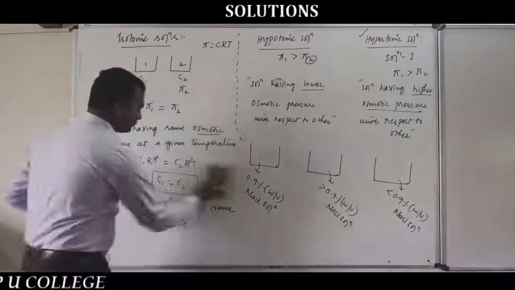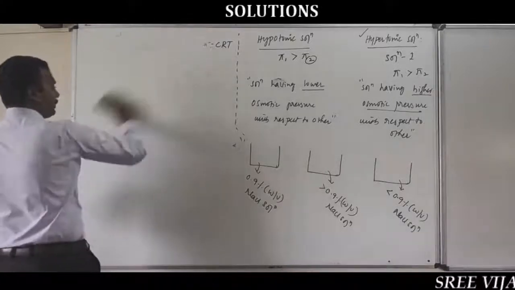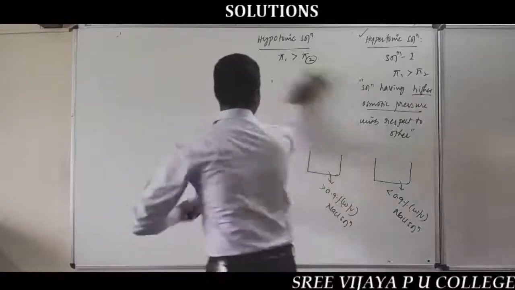Here there is one more question that was very important for CET. So what happens to the size of blood cells? In these three beakers, I am going to add blood cells.